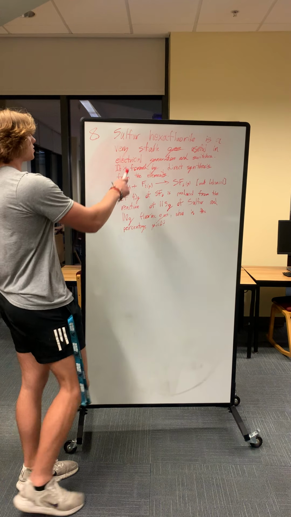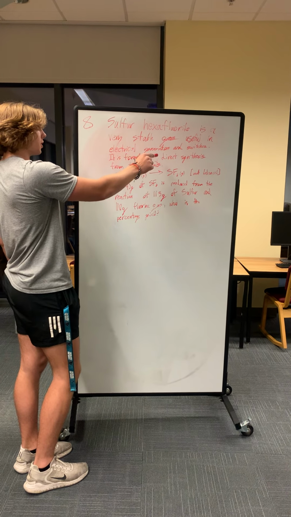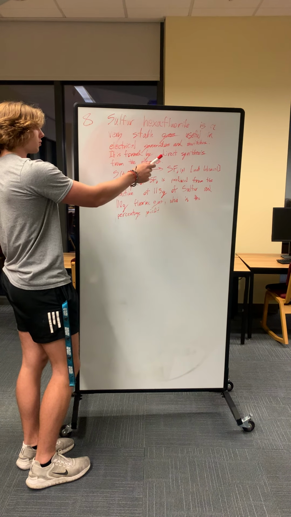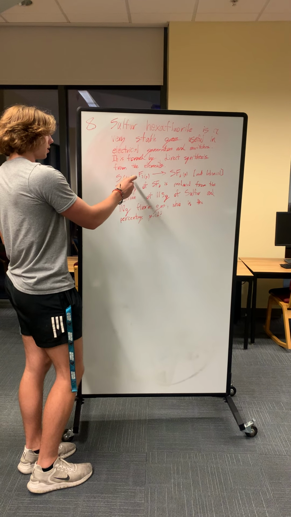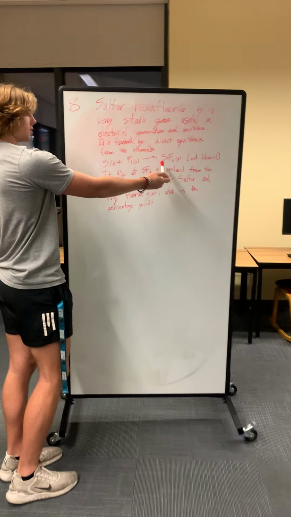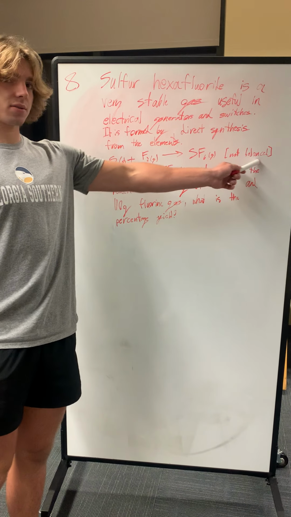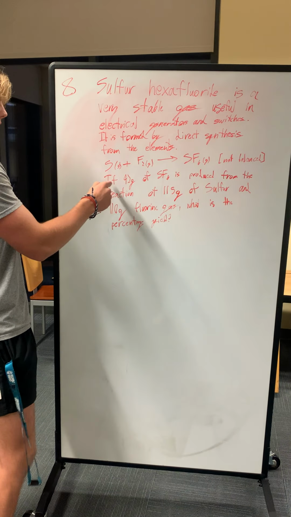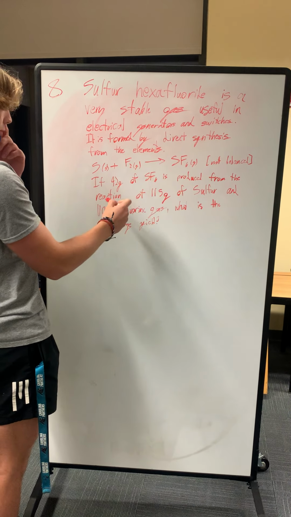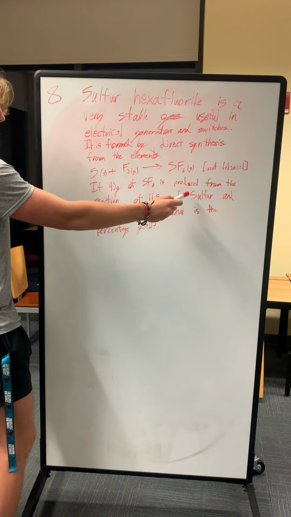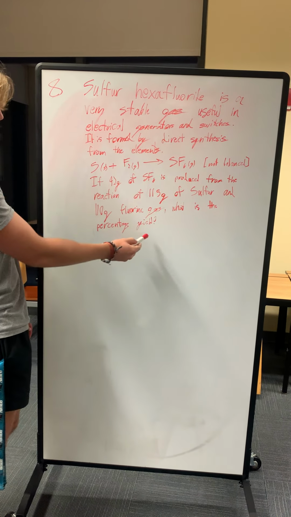So the question is, sulfur hexafluoride is a very stable gas, useful in electrical generators and switches. It is formed by direct synthesis from the elements. S plus F2 is equal to SF6, and this is not balanced. If 92 grams of SF6 is produced from the reaction of 115 grams of sulfur and 110 grams of fluorine gas, what is the percent yield?